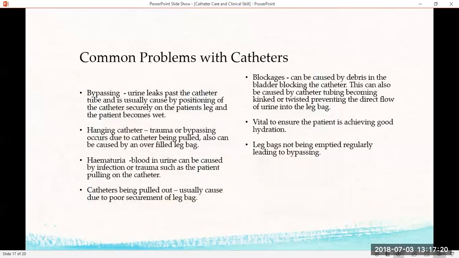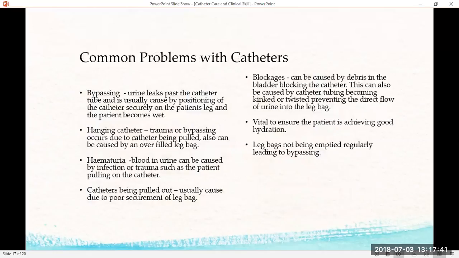Catheters being pulled out, to be honest, sometimes we will have demented patients and they do pull them out. Sometimes that might need reviewed and there might be an alternative method of keeping this patient continent. That can also be caused sometimes due to the catheter being poorly secured to the leg.